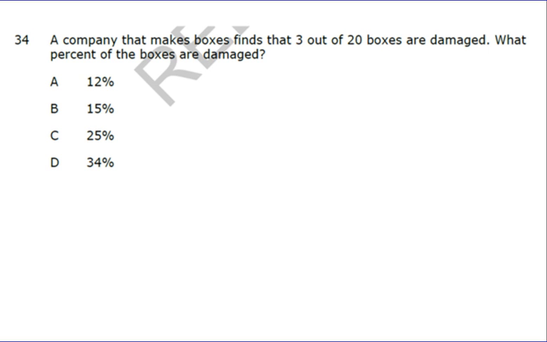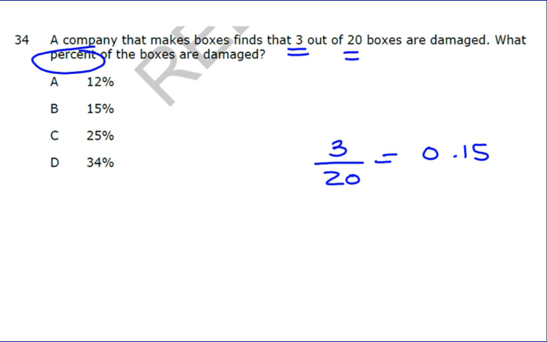Alright, last one. A company that makes boxes finds that 3 out of 20 boxes are damaged. 3 out of 20. What percent of the boxes are damaged? All it wants you to do is make this a percent, okay? So 3 divided by 20 gives you 0.15, and the way you change that to a percent is you move the decimal 2 spots and make it a percent, and that's going to give you 15%.